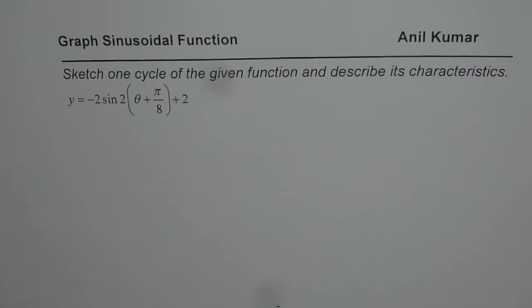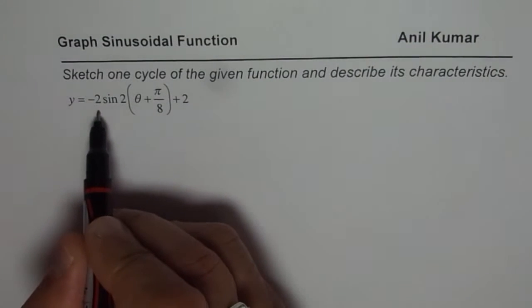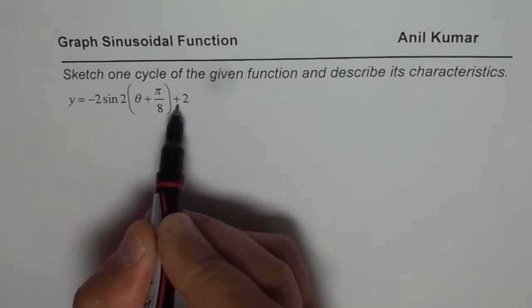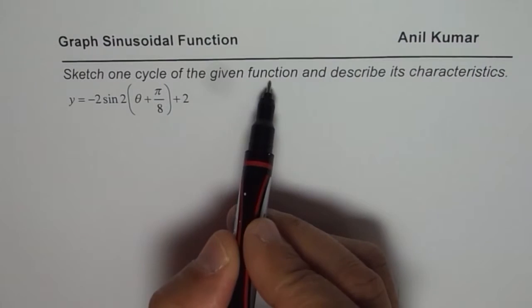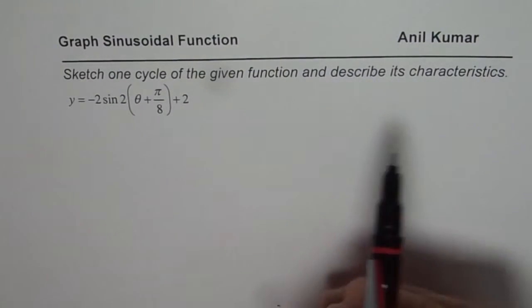I'm Anil Kumar, and in this video we will learn how to find characteristics of a sinusoidal function from the given transformed equation and how to sketch a graph from there. So we are given y equals minus 2 sine of 2 times theta plus pi by 2, plus 2, and we need to sketch one cycle of the given function and describe its characteristics.